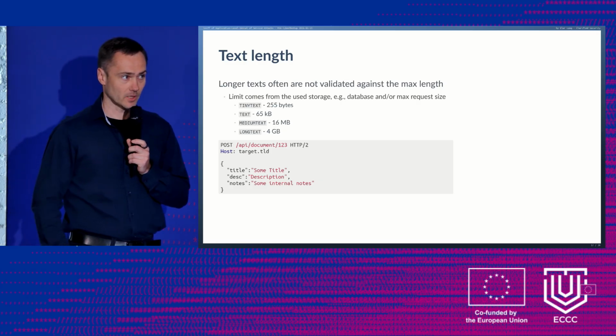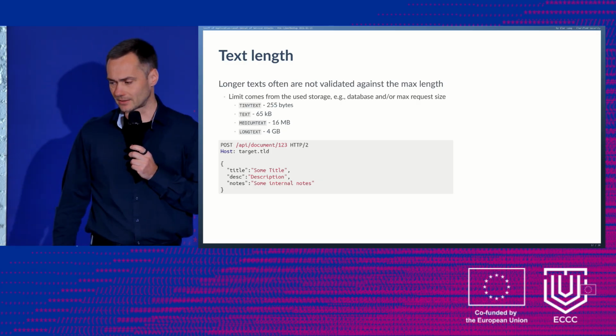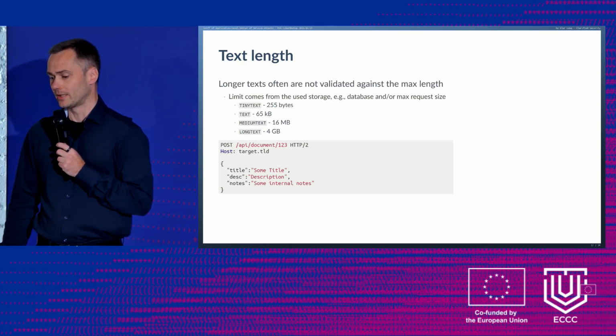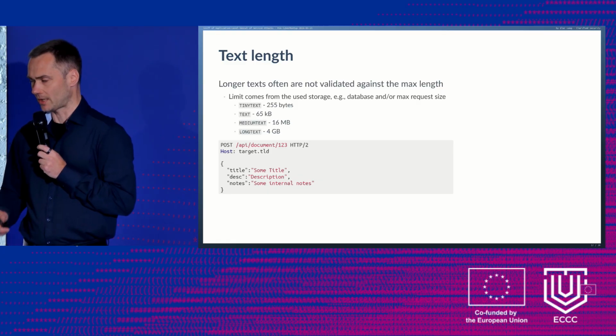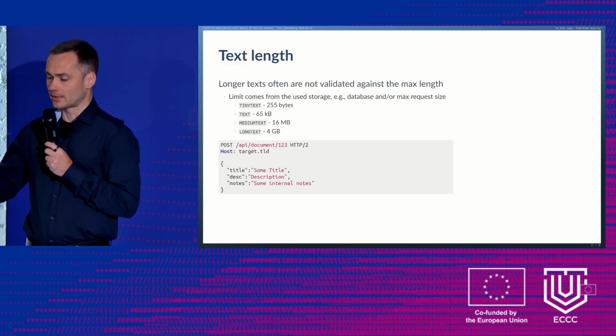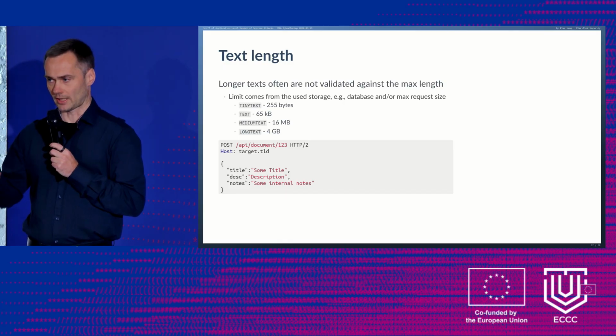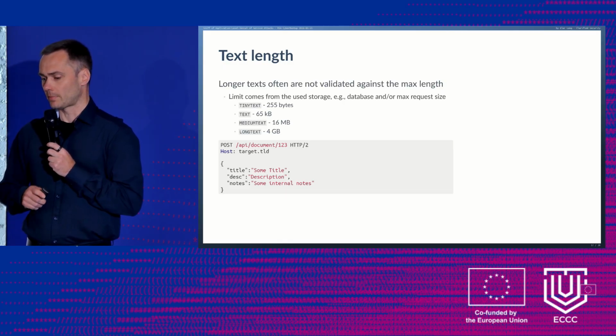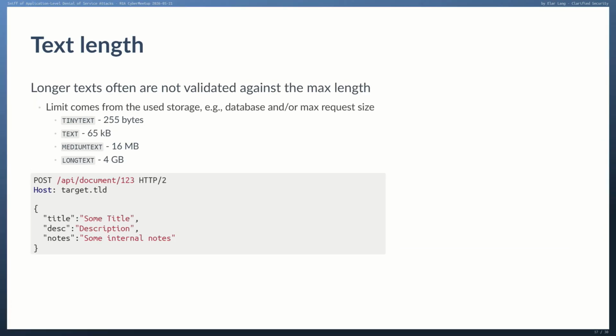The next simple and widespread problem is validating the text length. If the validation is missing from the application layer, usually the length limit comes from the database field type used to store that value. For example, if the value to store is expected to be longer than 255 characters, then quite often the database field type text is used, and it allows storing 65 kilobytes.